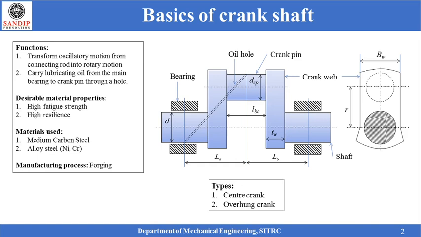A crankshaft is continuously subjected to cyclic reversible loads, hence it should have very high fatigue strength and high resilience. Therefore, the materials used are medium carbon steel or alloy steel with alloying elements such as nickel and chromium. Owing to the requirement of strength and due to the shape of a crankshaft, the preferred manufacturing process is forging more than casting.